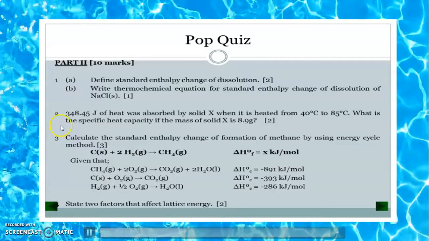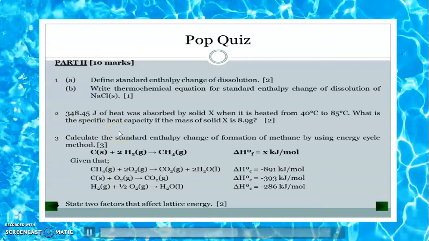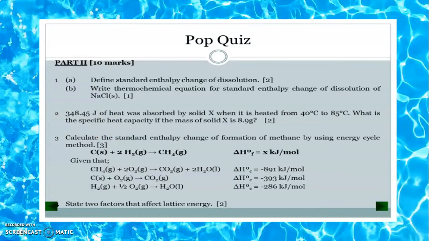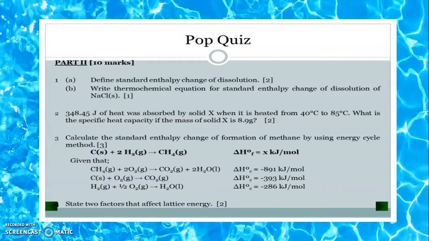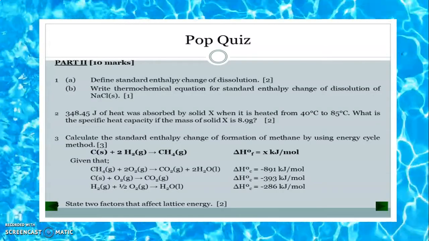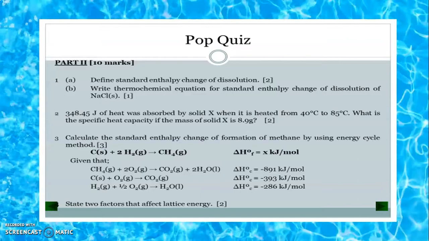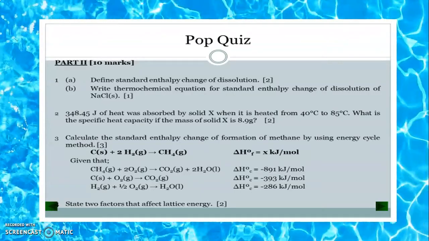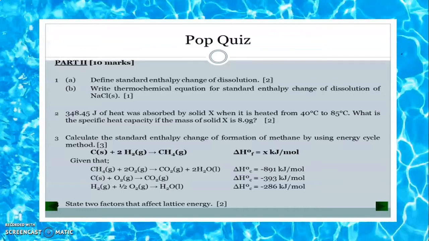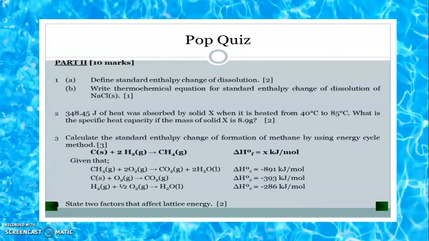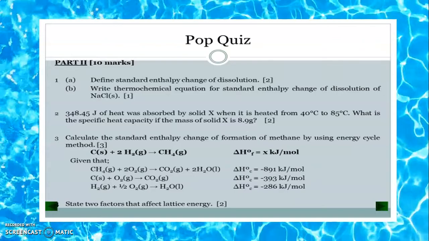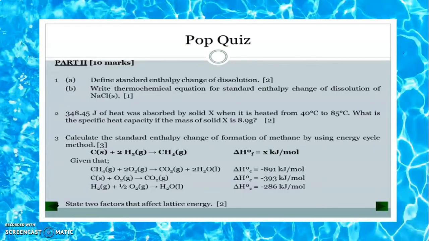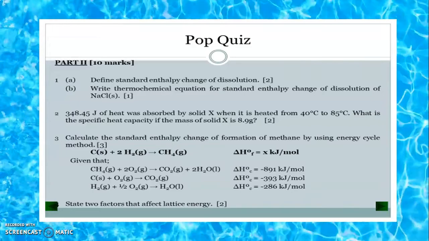Okay, so we've come to the end of our discussion on thermochemistry. So I hope you have understood this topic clearly, and you can also try these 4 questions to test your own understanding of this topic. Oh yeah, I will also do another video talking about energy cycle, how to draw energy cycle, inshallah.